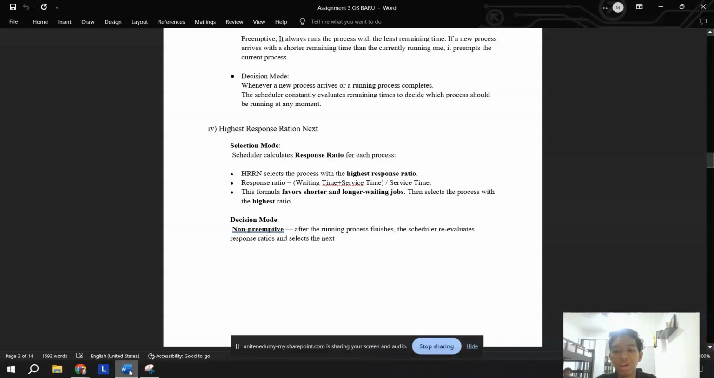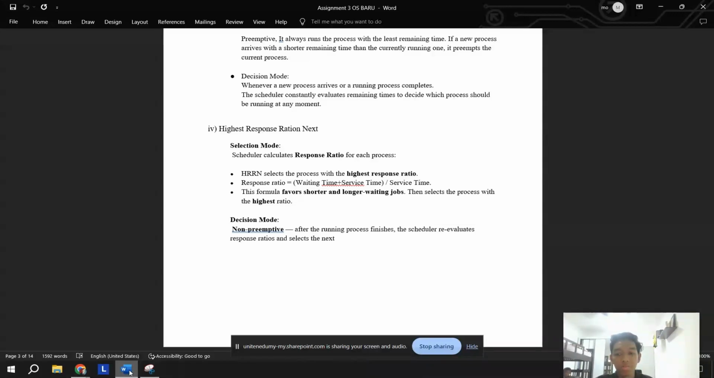Okay, so now we'll explain about the highest response ratio next, or HRRN. First, let's talk about the selection mode. In HRRN, the scheduler calculates the response ratio for each process. The process with the highest response ratio will be selected next. The response ratio is calculated using this formula: response ratio equals waiting time plus service time, divided by service time. This formula is special because it favors two types of jobs: shorter jobs, because their service time is small, which increases the ratio; and longer waiting jobs, because a high waiting time also increases the ratio. So using this method, the scheduler always picks the process with the highest ratio at the moment.